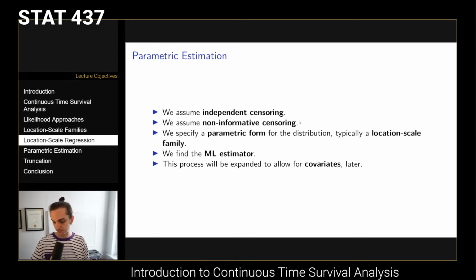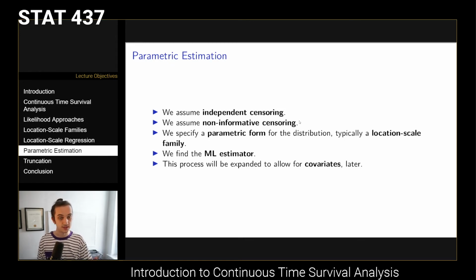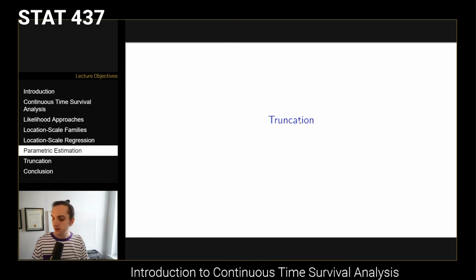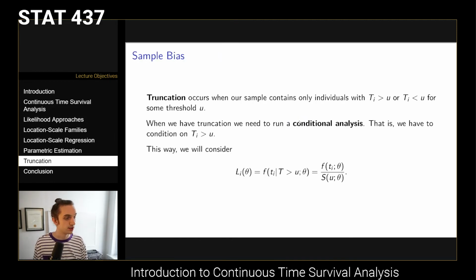Now, we've talked about this idea of censoring. We've accounted for censoring in this, but what we've not accounted for yet is the truncation, right? And we didn't really talk about this a lot in the discrete time case either. So let's spend some time looking at what truncation is. So truncation occurs whenever your sample is biased based on containing only some subset of individuals. So if you only allow for individuals with their time being greater than some threshold, or alternatively, their time being less than some threshold, then this is what we call truncation.